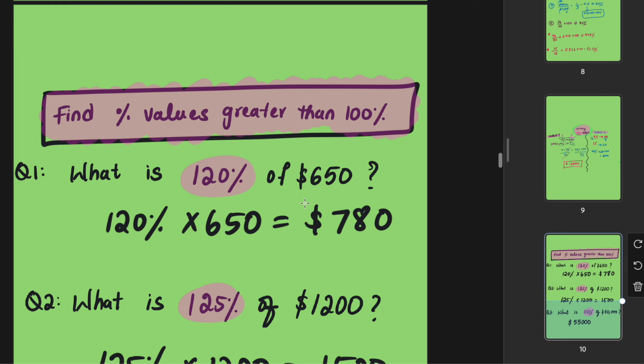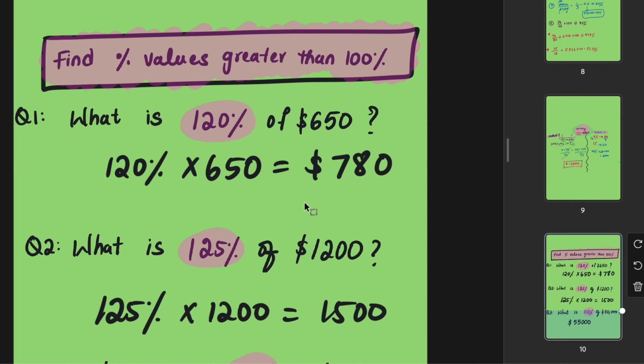The next one is, another important observation is that all the percentages that we find don't have to be less than 100. Sometimes in the percentage world, it can be greater than 100%.